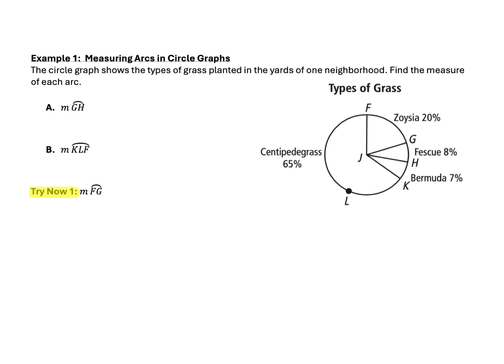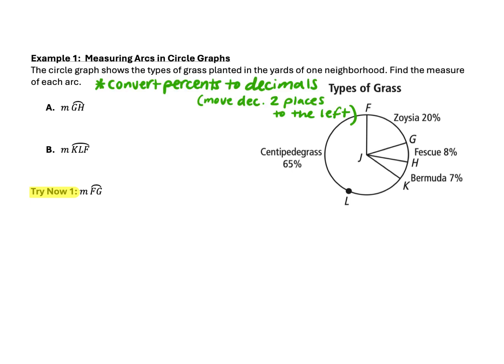Let's try an example here. You've probably seen circle graphs before. Sometimes they're called pie charts. And this circle graph shows the types of grass planted in yards of one neighborhood. We want to find the measure of each arc. Notice that the values in the circle graph are given as percentages, and we're going to need to convert them to degrees. And in order to do that, the first thing we need to do is convert the percents to decimals. You can convert a percent to a decimal by moving it 2 decimal places to the left.